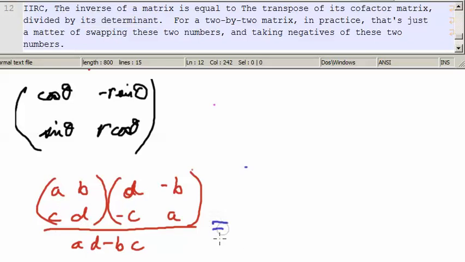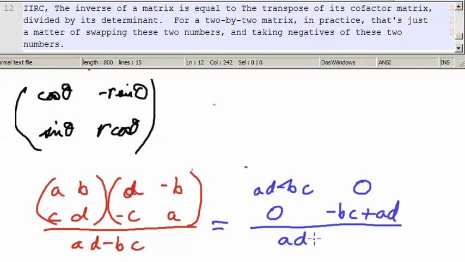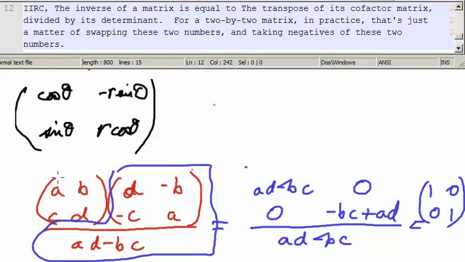And see, if I multiply this out, AB minus AB is just 0. CD minus CD is 0. And negative BC plus AD, all of that is divided by AD minus BC, which is 1, 0, 0, 1, which means that this matrix is the inverse of this matrix.